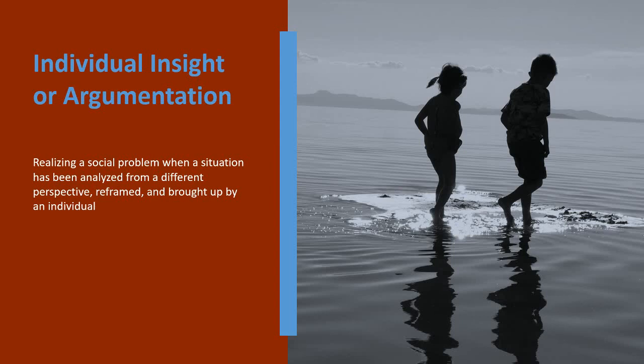The fourth common way is the individual insight or argumentation. This is the realization of a social problem when a situation has been analyzed from a different perspective, reframed, and brought up by an individual. It is common for people to have varying opinions and insights, and because of this, one person might see no problem against a certain event, while another person might see a problem with it. When an individual sees a problem that others can't, the person often tries to present the thing in a different angle, allowing fresh perspectives to be seen by other people.